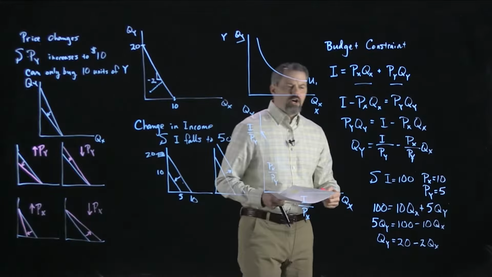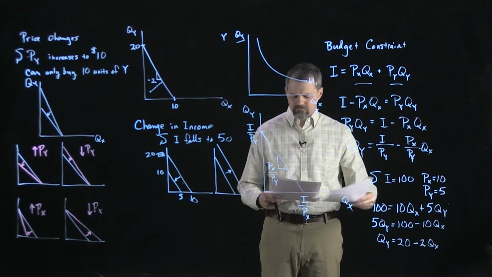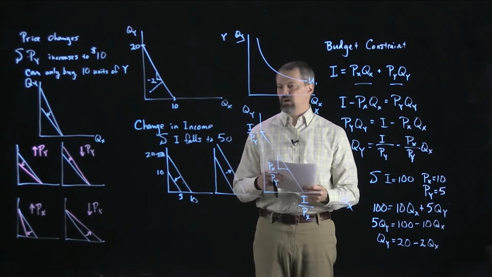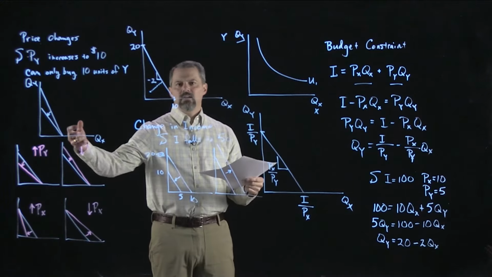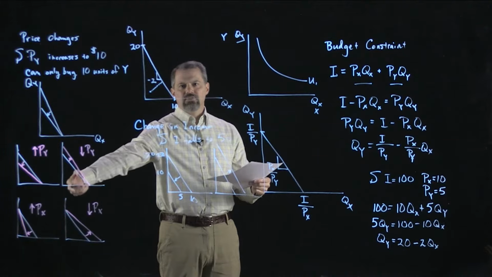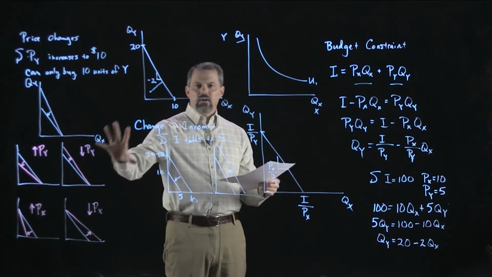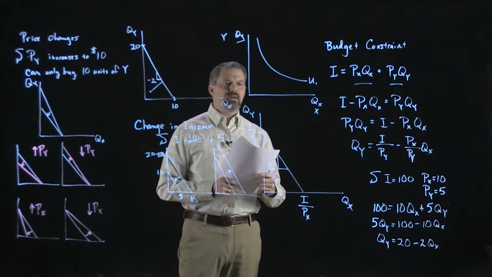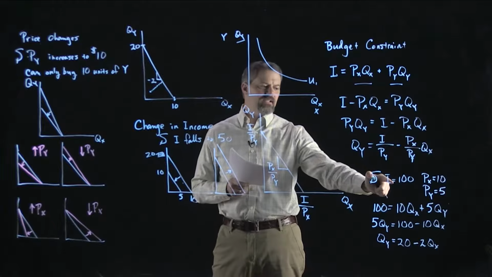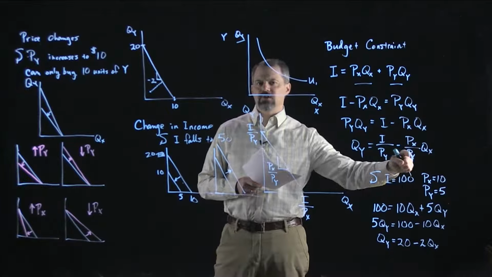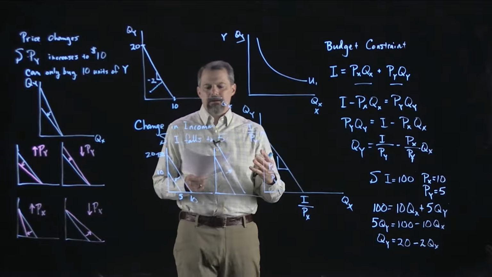So now we know how the budget constraint will change depending upon whether income changes, or whether the price of good Y or the price of good X changes. It's important that you remember how these things work, but remember that as a last resort, you can always just plug in the new prices or the new income and just graph the new budget constraint.